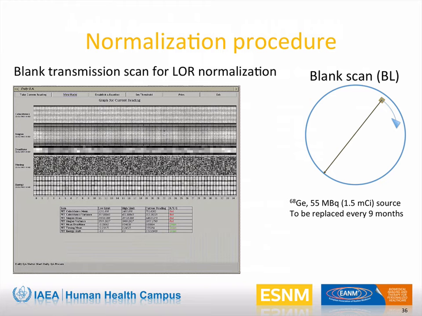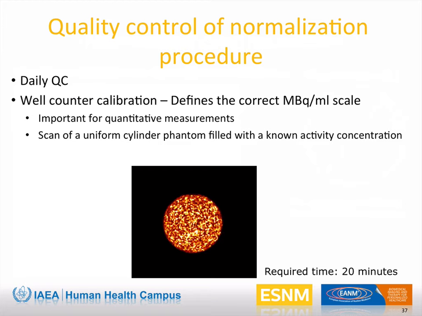Another important source of noise and bias in a PET image is the intrinsic variation of the relative efficiency of the different lines of response. The procedure in which the efficiencies of all LORs are equalized is called the normalization procedure. This is usually performed with a blank scan with a rotating germanium-68 source. A good normalization procedure is reflected in a well-uniform image when scanning a uniform cylinder phantom.